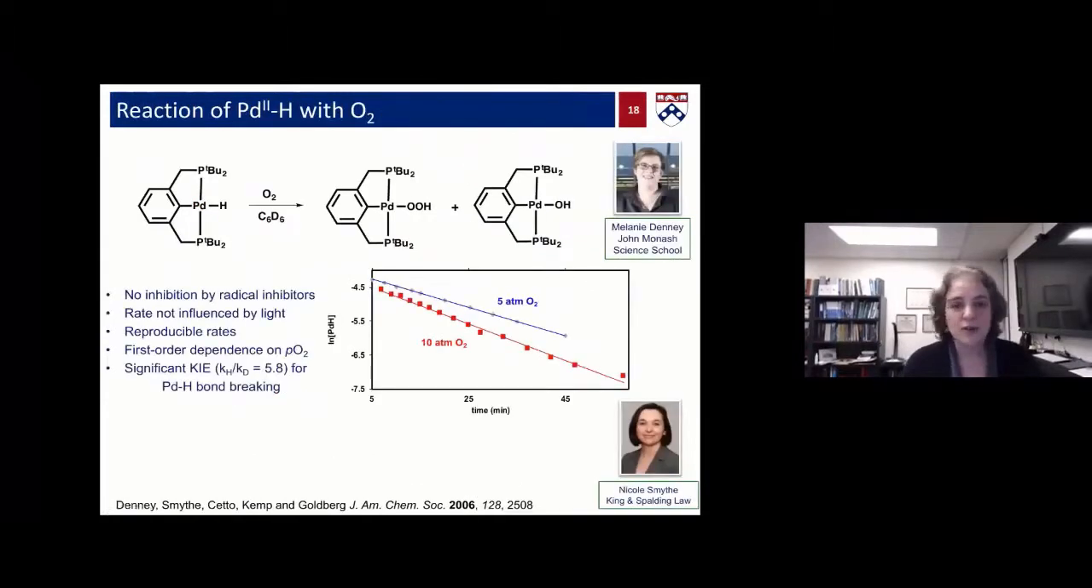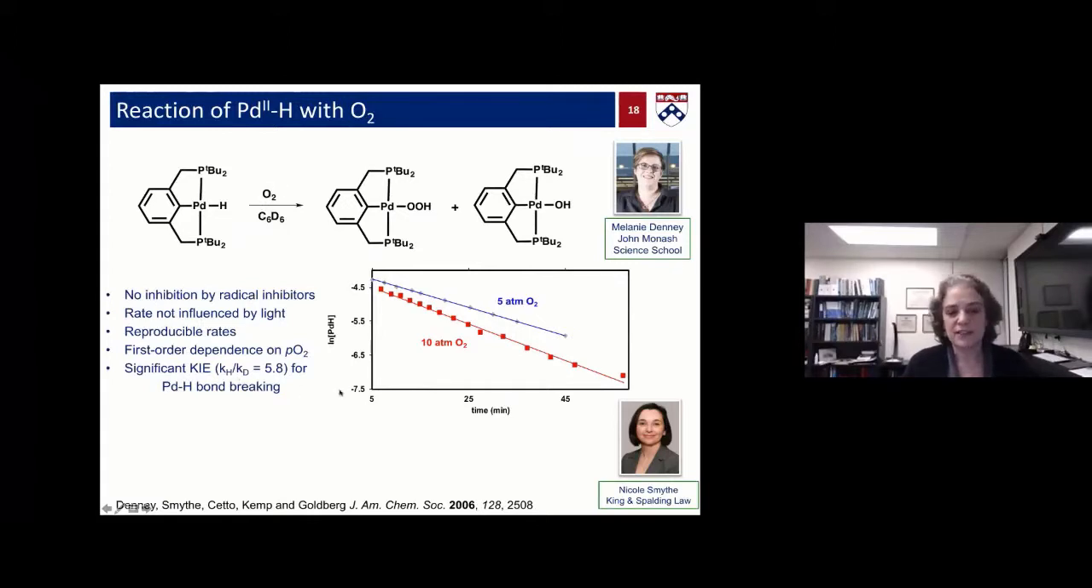And we were curious then, is this going to go similarly by a radical chain pathway? In fact, we saw similar products, mostly the hydroperoxide and a small amount of the hydroxide. But in this case, we found that there was actually no inhibition by radical inhibitors. The rate was not affected by light. We could get very reproducible rates. These are first order reactions. And we also see a first order dependence on the oxygen. So second order overall, first order in the palladium, first order in oxygen.